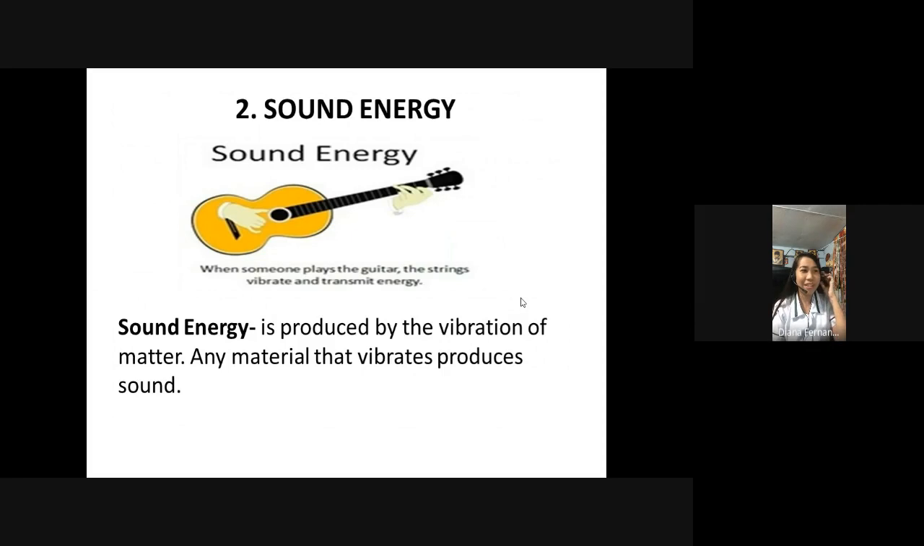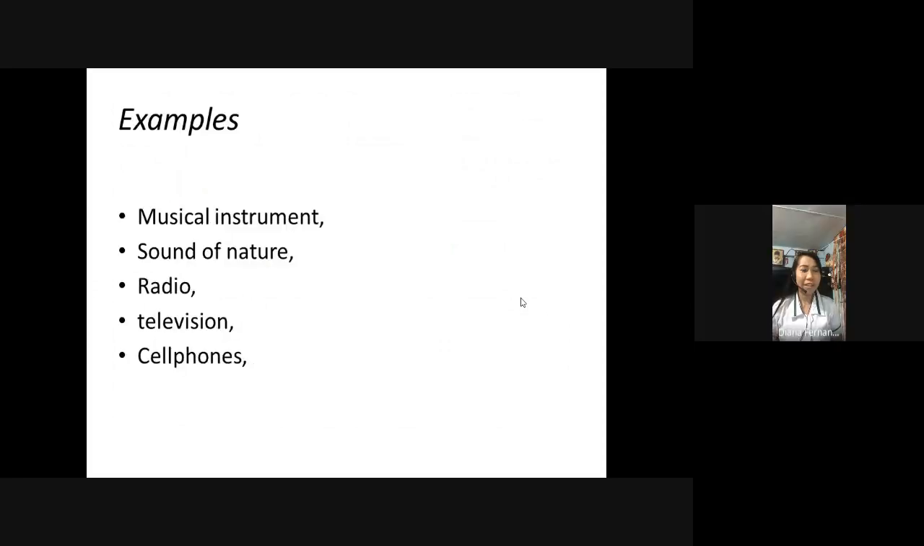Okay. So what is sound energy? Any material that vibrates produces sound energy, just like we have done in our activity when we put our hands on our neck and talk. So our vocal cords vibrate and it produces sound energy. Did you get it, class? Yes, ma'am. All right. The examples are musical instruments, sound of nature, radio, television, and cell phone.